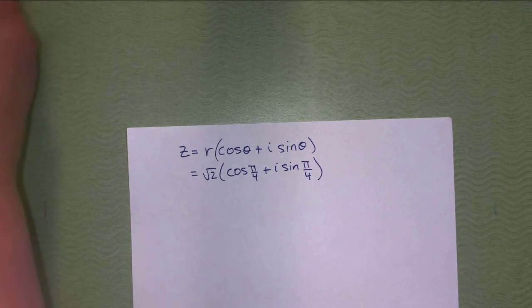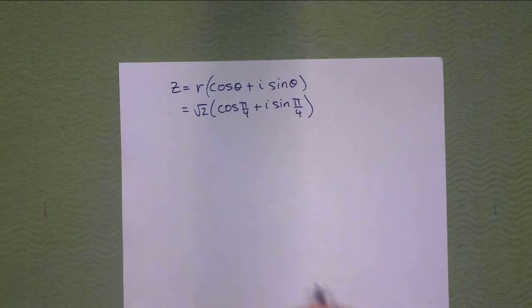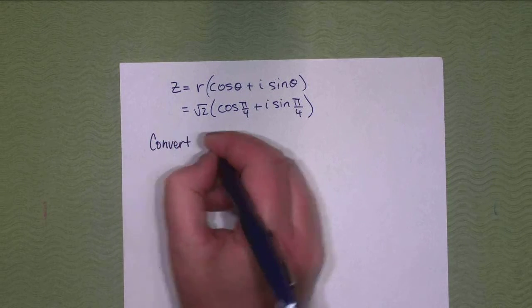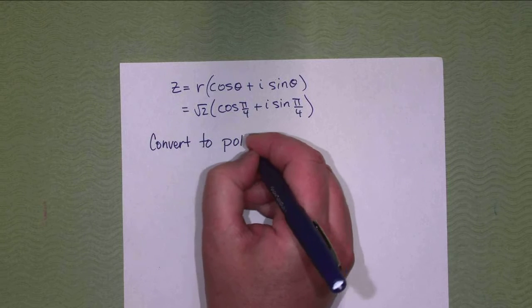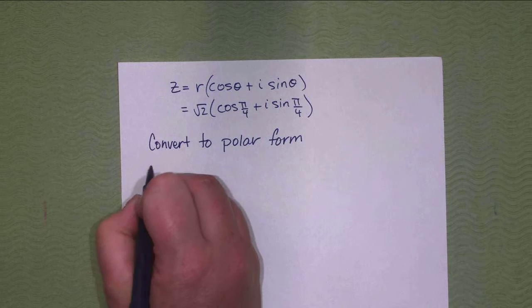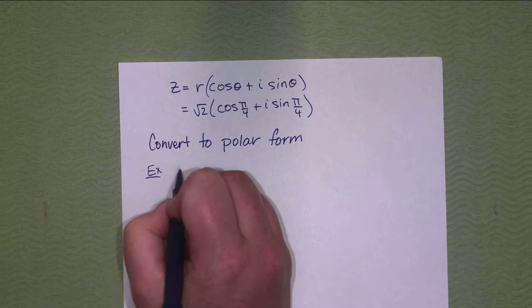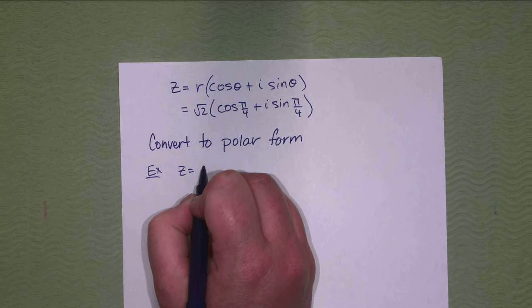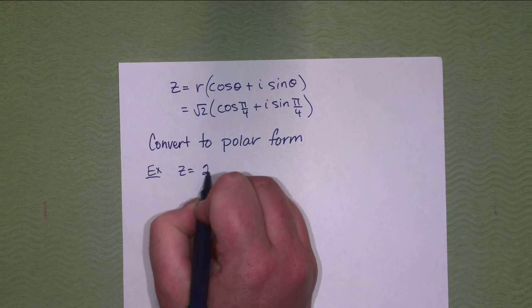Okay, so let's say convert to polar form as the instructions, and we'll do a couple different ones. So, for example, Z equals, let's do 2 minus 2I. Okay, so we'll put a negative sign in there.